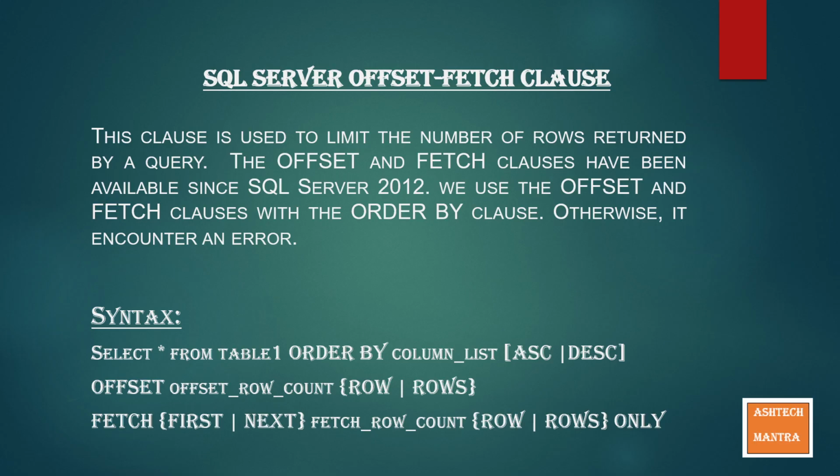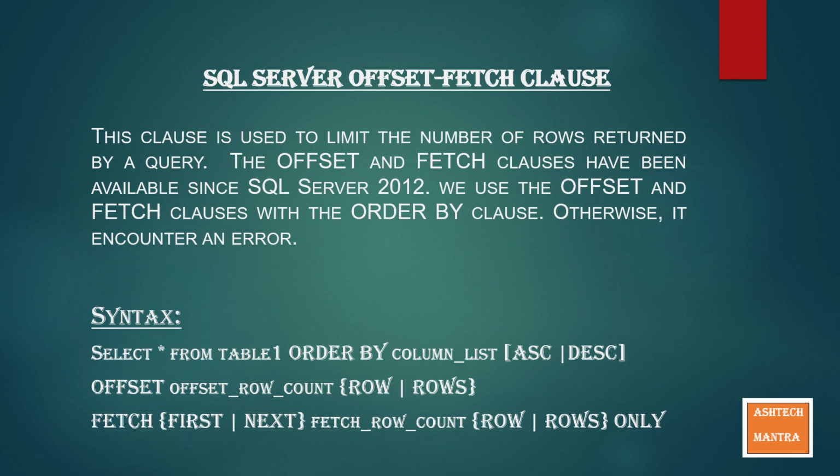So friends, today I am here to discuss with you a very important topic, that is the OFFSET and FETCH clause. This clause is used to limit the number of rows returned by a query. It means if there is a query that is returning any number of rows, but we want to limit those rows, like if a query is returning 100 rows but we want to get only 10 or 20 rows, in that case we can use the OFFSET and FETCH clause.